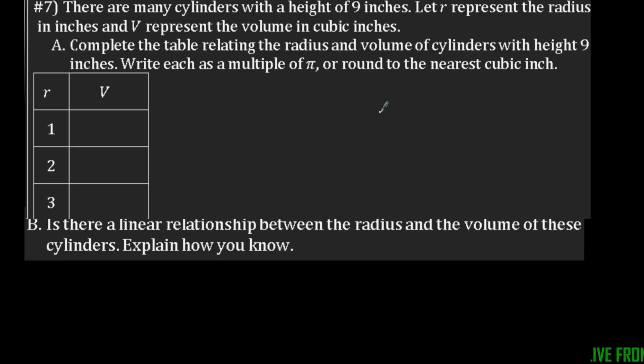Moving to the back, it says there are many cylinders with a height of 9 inches. R represents the radius in inches, and V represents the volume in cubic inches. So for part A, it says complete the table by relating the radius and volume of the cylinders with a height of 9 inches, and write each as a multiple of pi, or you can round to the nearest whole number.